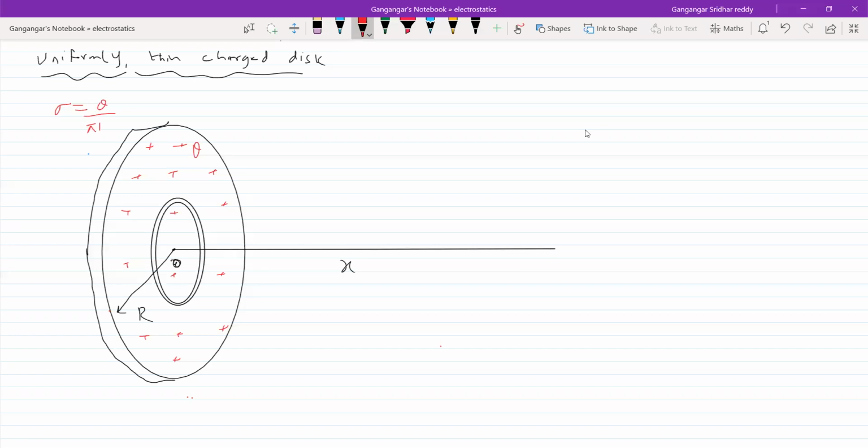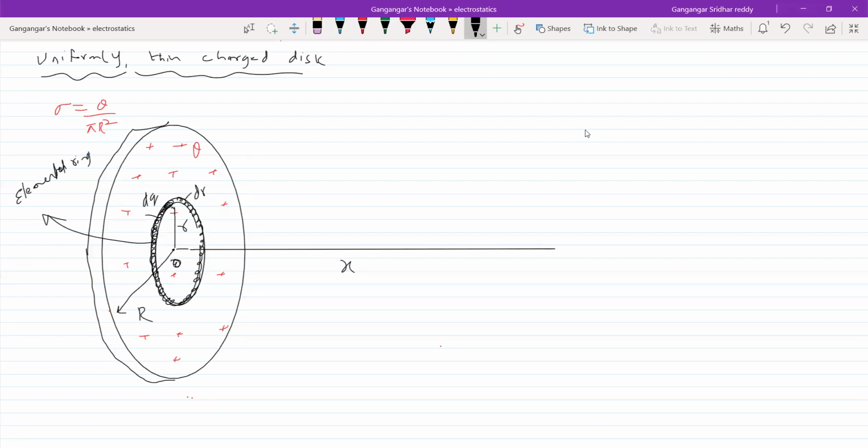Define Q by pi R square. I assumed an elemental ring because it's a charged object, no? So we should assume an elemental ring. Let the radius of this be small r, let me take this one, and the thickness of this be dr, the charge on this be dq. Now what is this elemental ring?